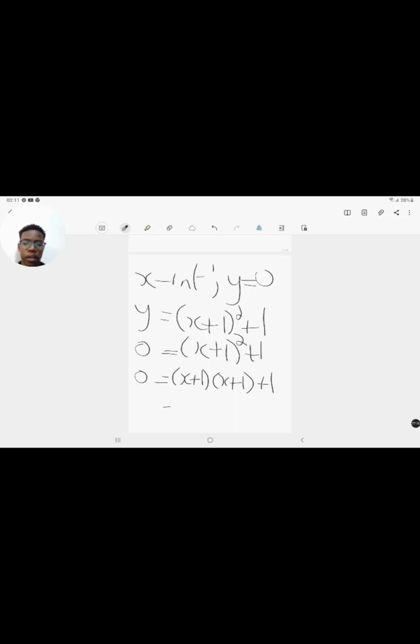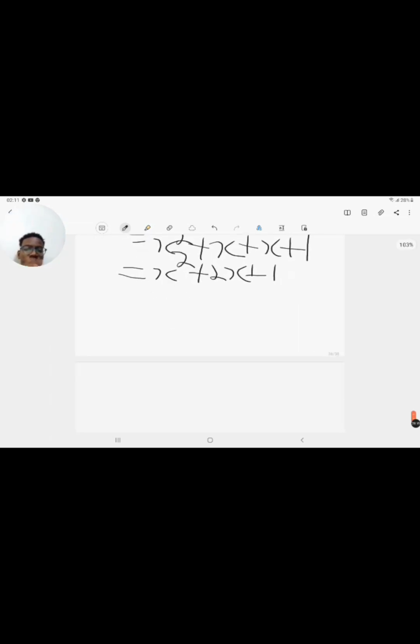Then you can simply use the FOIL method to multiply it out. So this is going to be x times x, which is x squared. Then x times 1, which is plus x. Then 1 times x, which is x. Then 1 times 1, which is 1. I'm just expanding. So this is going to be x squared plus 2x plus 1. Then you can factorize this and solve for your x.